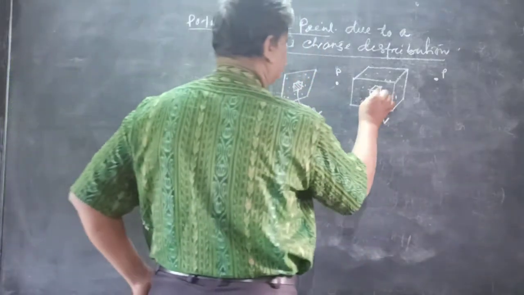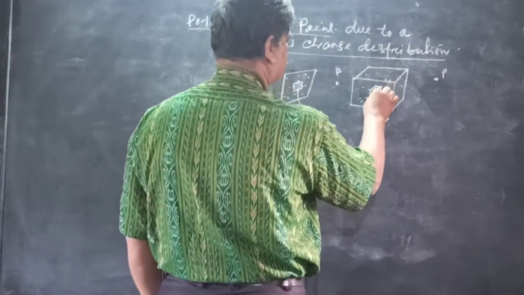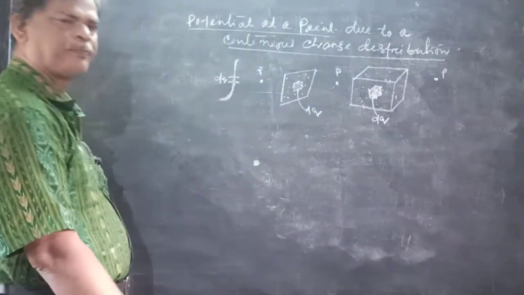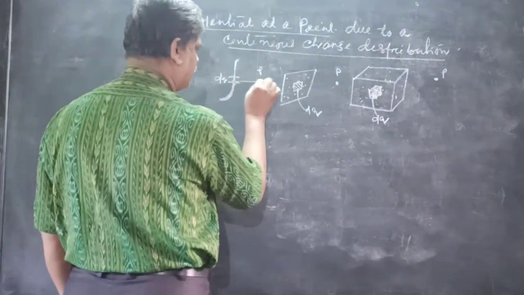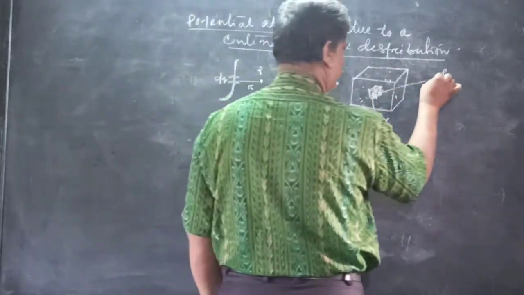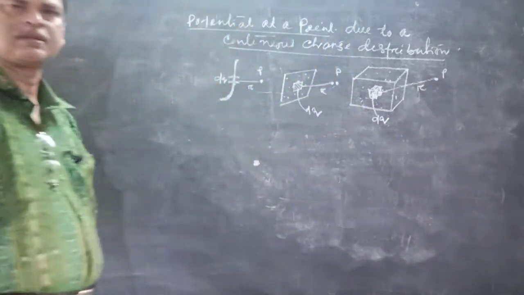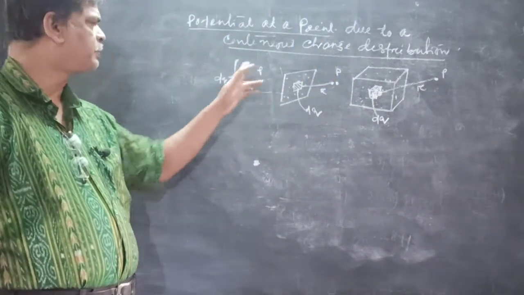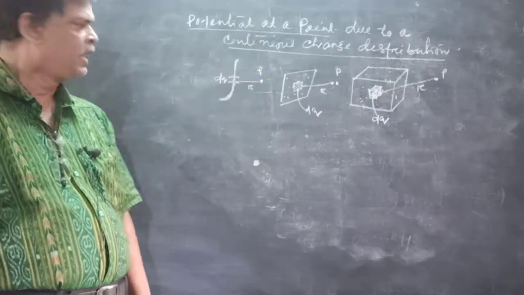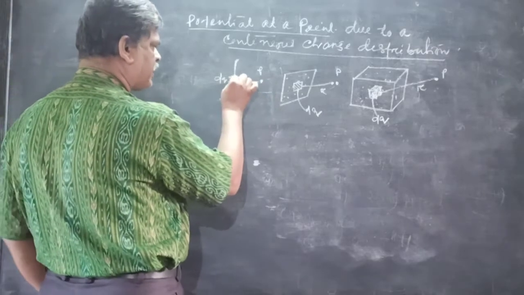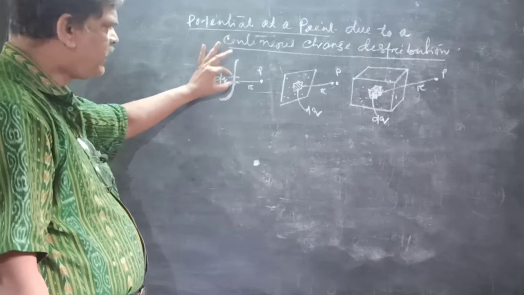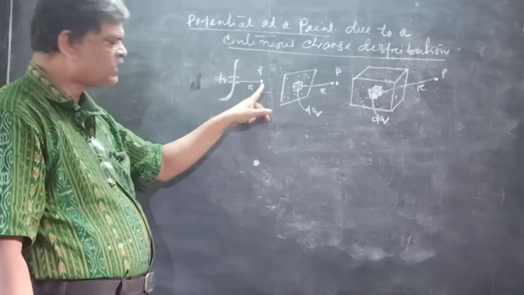So this is dq. Suppose we consider a small element and this element has charge dq. This point is at a distance r from the element. So how can you find out the potential at point P due to the whole of this distribution of charge? First, this element is considered as a point charge. Clear? If this element is considered a point charge, then what is the potential at this point?